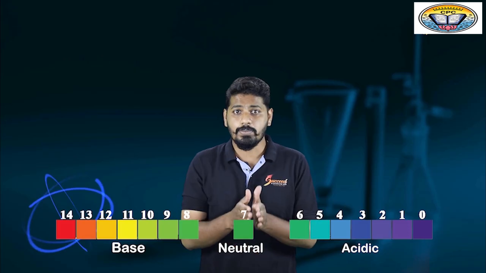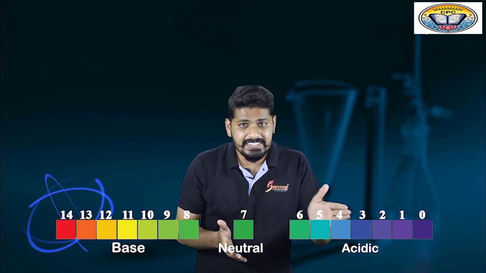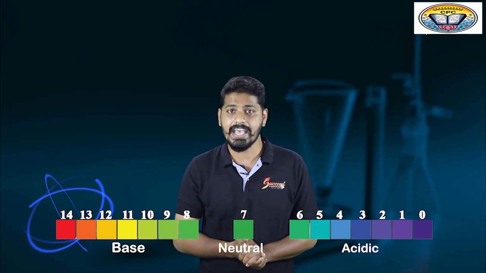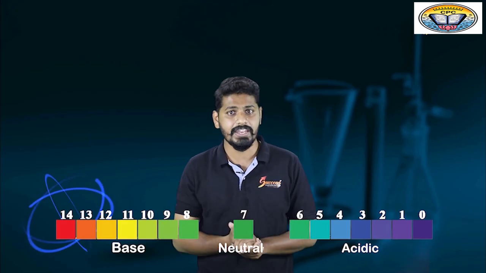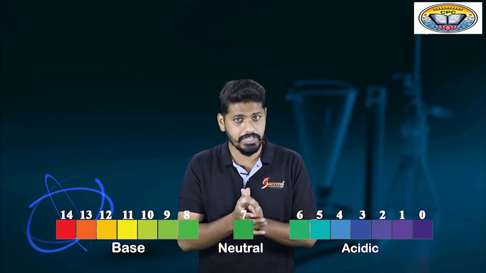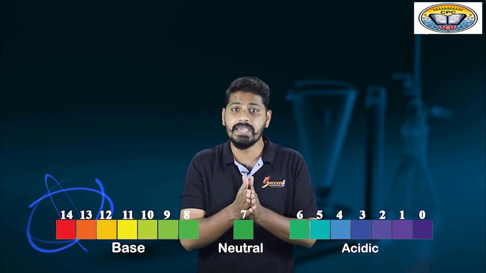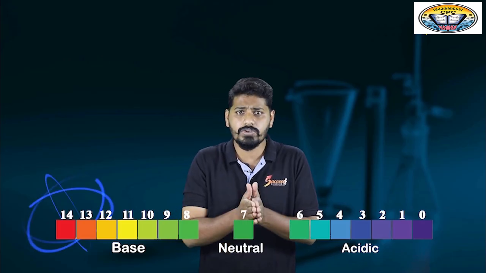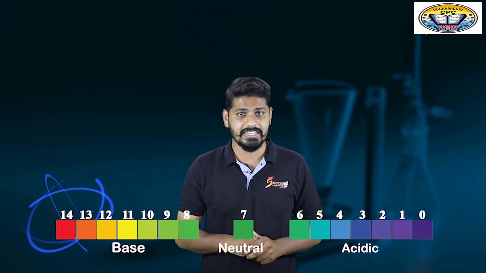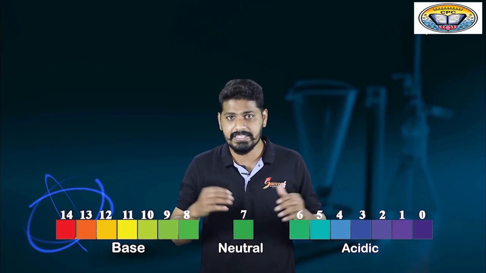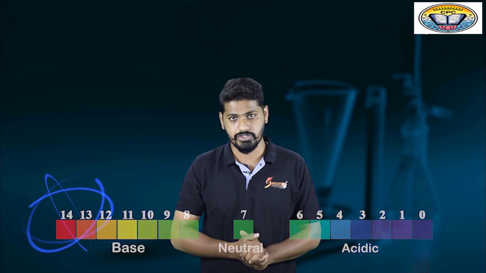pH scale. Suppose it shows a value less than 7, the given solution is acidic in nature. Suppose it shows values more than 7, it indicates that the taken solution is basic in nature. As well as, if it stays on the number 7, that clearly indicates it is not an acid, it is not a base, it is a neutral solution.